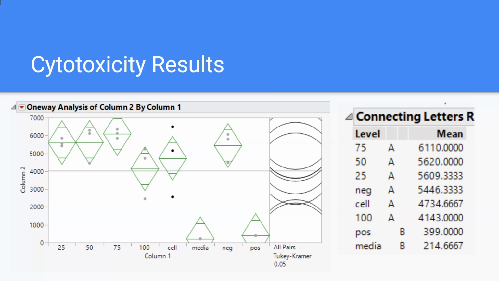So the positive group and the media group were all statistically the same, meaning that there was no difference between having no cells in the well and having only dead cells in the well. And then there was also no statistical difference between having any sort of cells in the well.